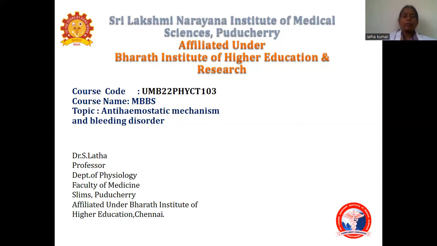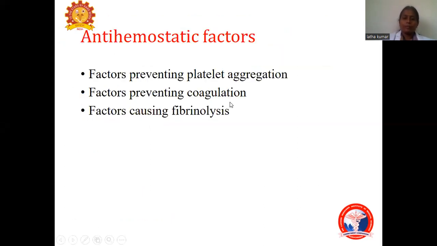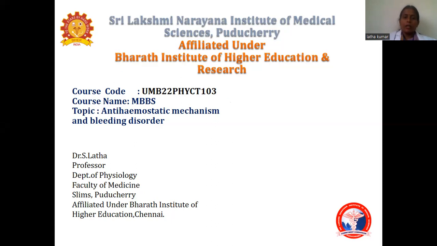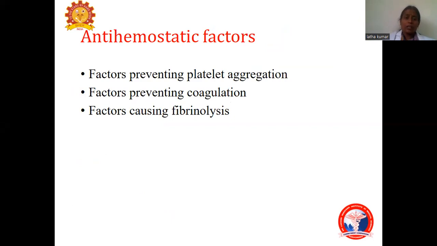Today, I am going to explain about antihemostatic mechanism. So, antihemostatic, in the name itself, it is given, it prevents the blood clotting. Hemostatic means blood clotting, and antihemostatic means it prevents the blood clotting. The antihemostatic factors are normally discussed under three headings: factors preventing platelet aggregation, factors preventing coagulation, factors causing fibrinolysis.